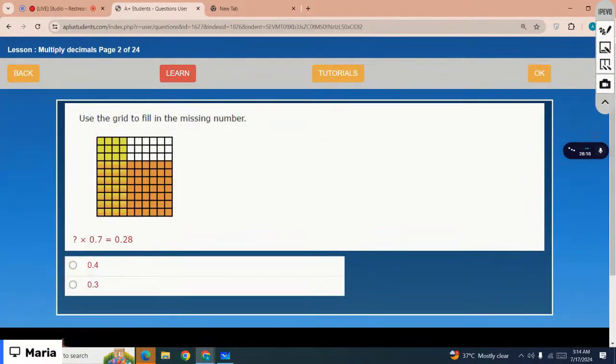Okay, use the grid to find the missing number. So which number is missing? Yes, that is 0.4. Option number 1 is the correct option. Got it?